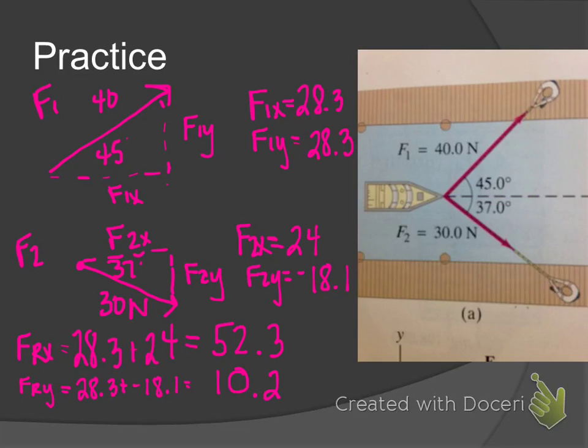So let's see here. If I were going to build my new triangle based on this origin, I would go 52.3 east, and then 10 in which direction? North, because it's a positive. So 10.2, 52.3. So my boat ends up about right here. So I need to find my hypotenuse and my angle there to look at my resultant vector.